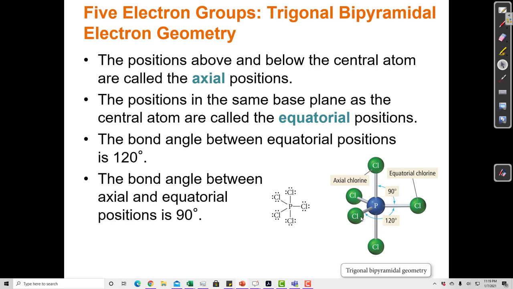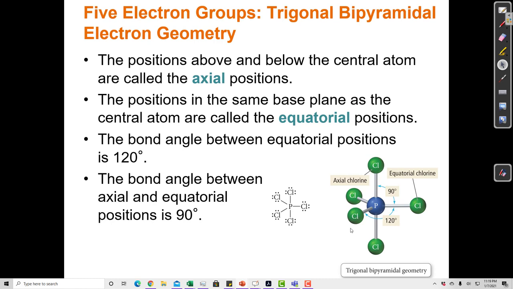So trigonal means three. Tri is the beginning, tri like a triangle. Tri means three, and that's referring to these three right here. So trigonal, just like the trigonal planar when I have three groups, it actually is the same shape as this, because these groups right here are 120 degrees apart. So the trigonal part of a trigonal bipyramidal geometry is the same as the trigonal part of trigonal planar.